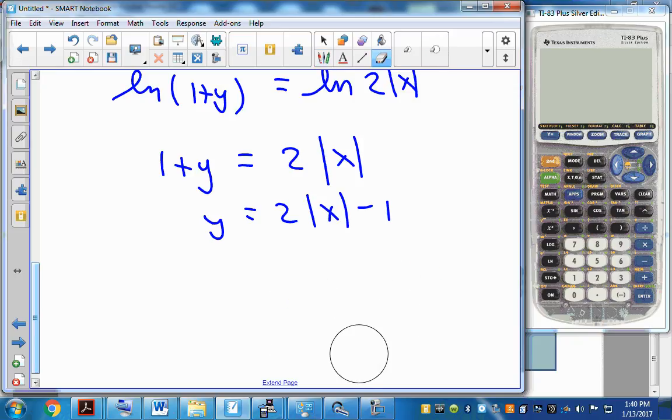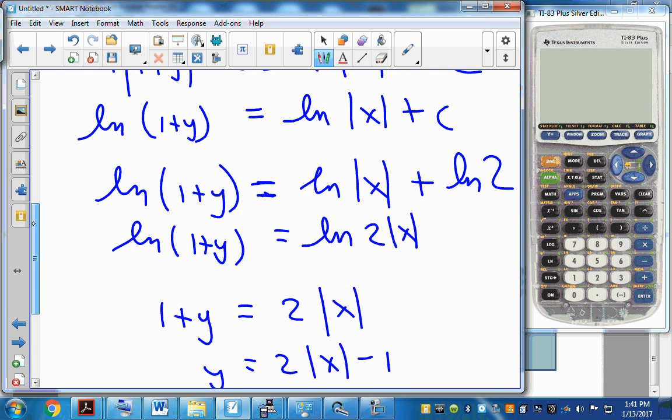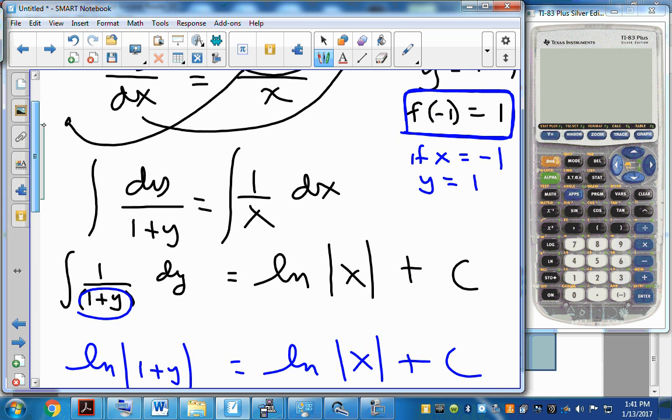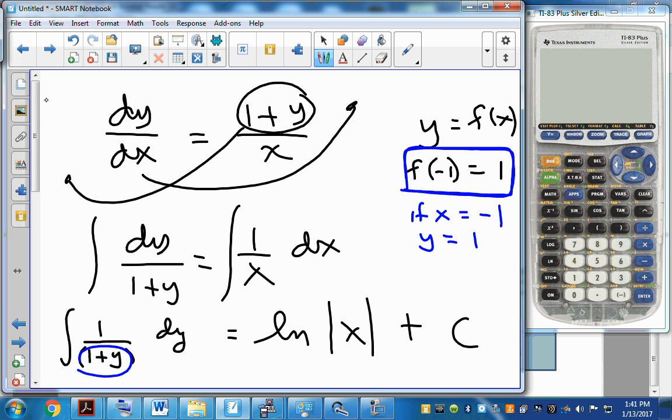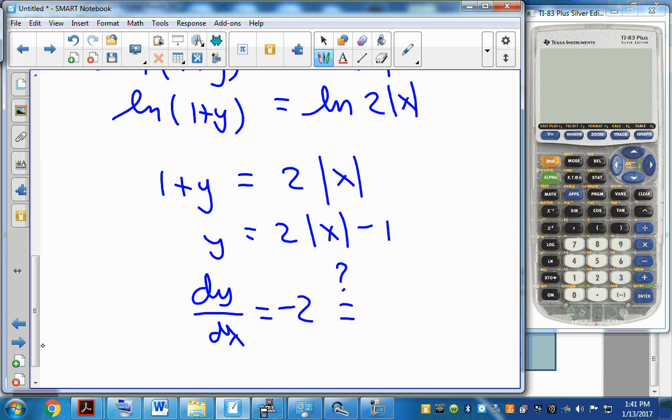Okay, so let's go ahead and take the derivative. dy dx is going to be 2 times -1, right? -2. dy dx is -2. That's our derivative. And somehow that's supposed to be the same as what? 1 plus y over x. So, is this the same as 1 plus y over x? That's the question.